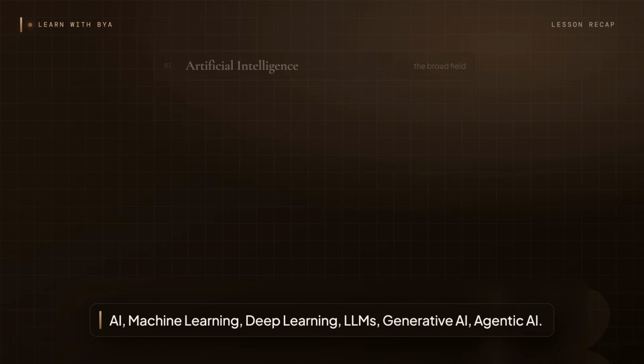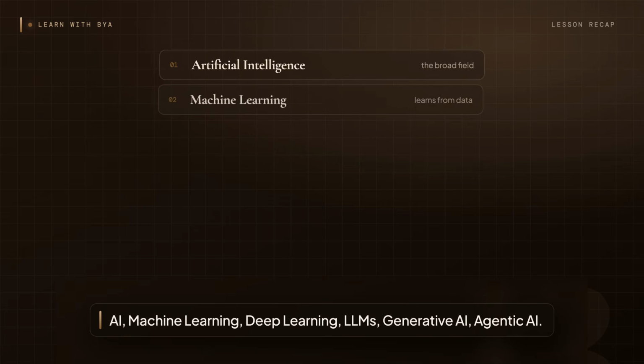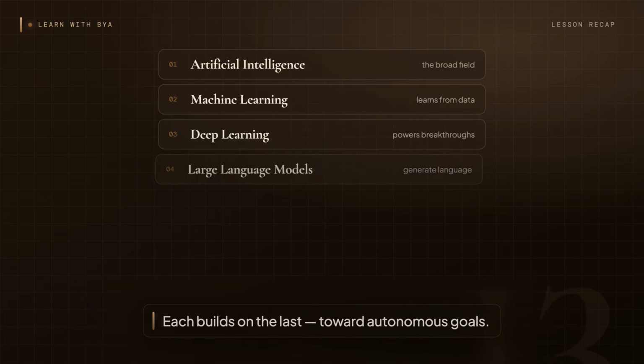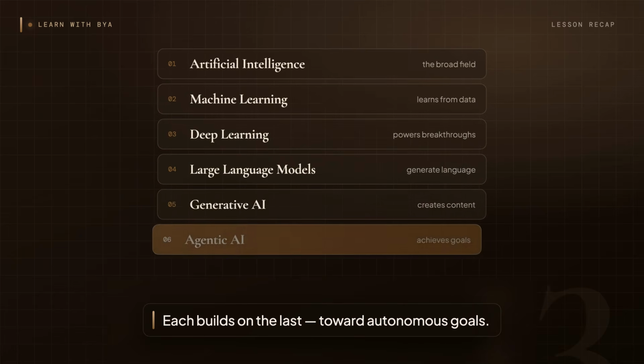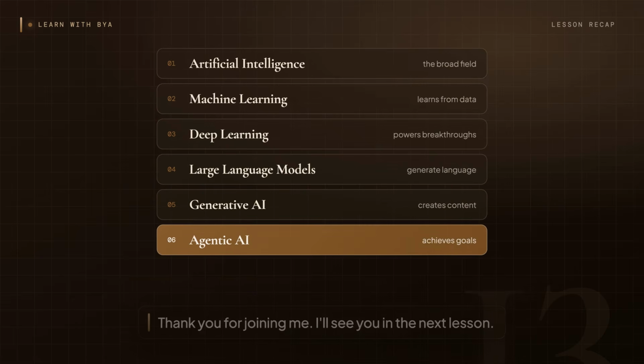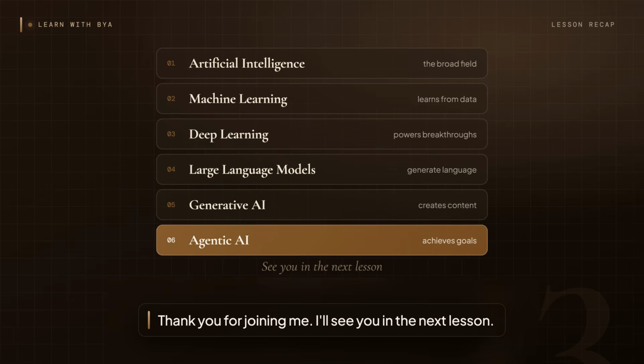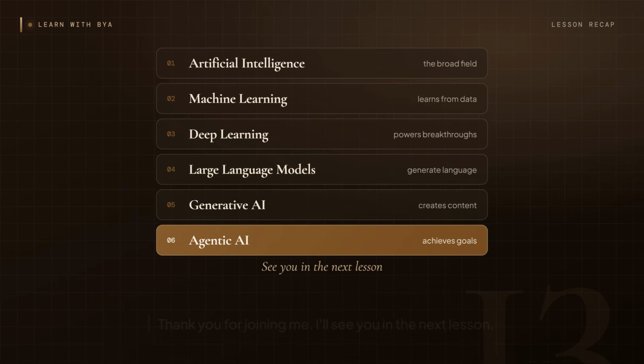Let's recap. Artificial intelligence is the broad field of creating intelligent systems. Machine learning enables systems to learn from data. Deep learning powers modern AI breakthroughs. Generative AI creates new content. Large language models generate human language. Agentic AI builds on these capabilities by adding planning, reasoning, memory, and tool use to achieve goals autonomously.